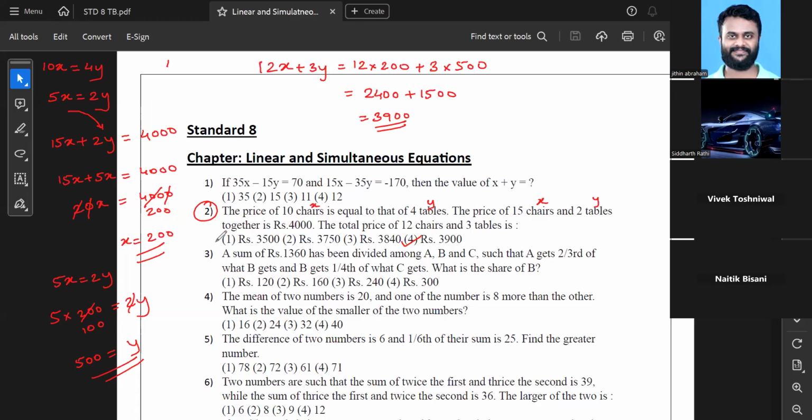Sir, can we solve a simultaneous equation by a normal linear equation method also? Simultaneous equation by linear method. Yeah, actually the method doesn't matter here. Whichever sounds easier for that situation, we can do that.